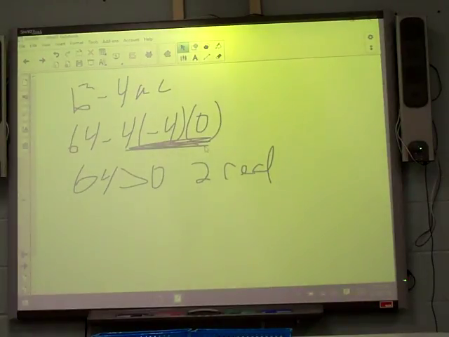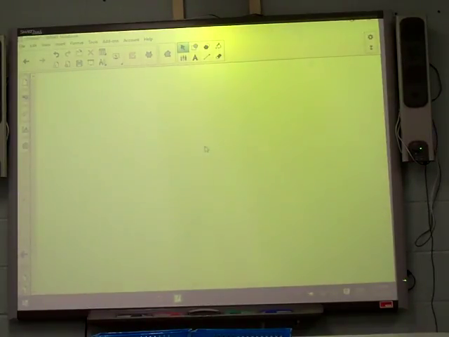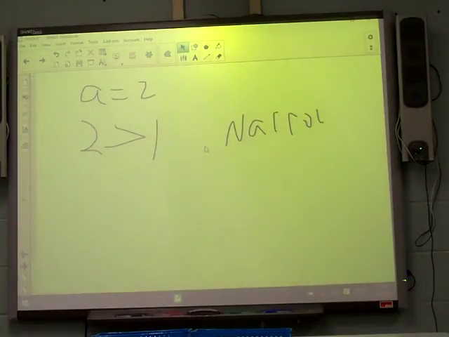You're good? 18. Tell whether it opens up or down, wide or narrow. Okay? So we've got a 2x squared. So our a is 2. 2 is bigger than 1. What did we say when our a was bigger than 1? Narrow. Good. And since it's positive, it opens up. So what choice are we looking at? B.